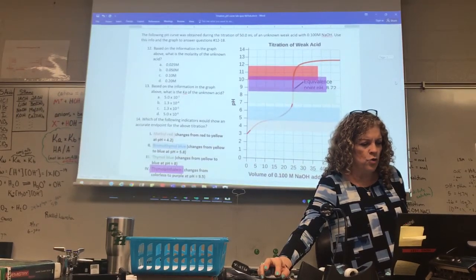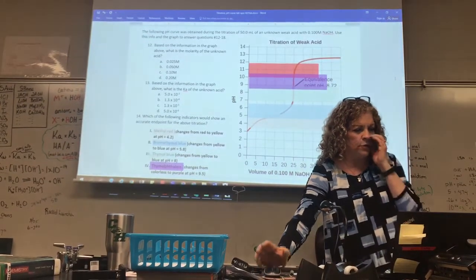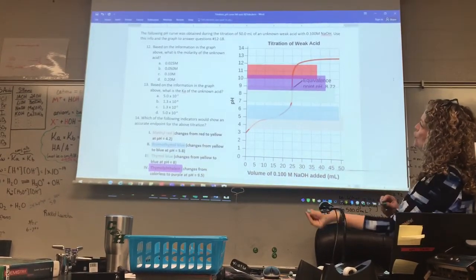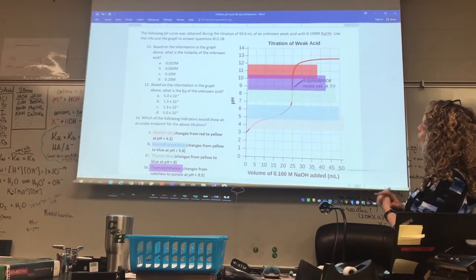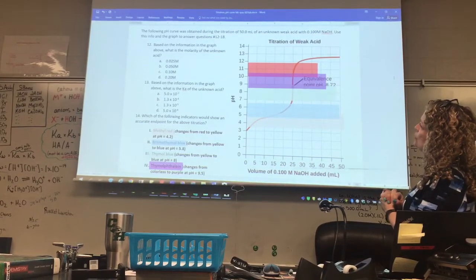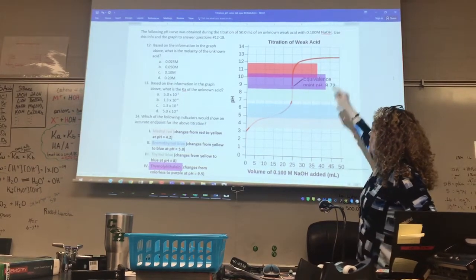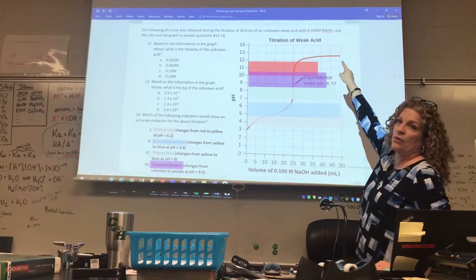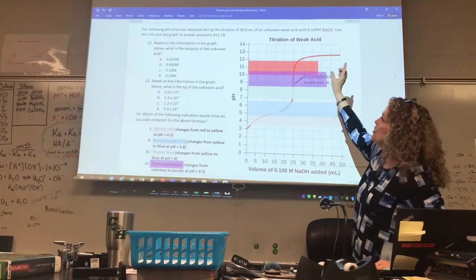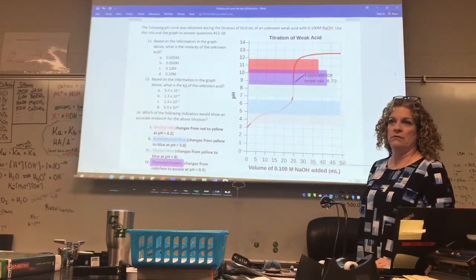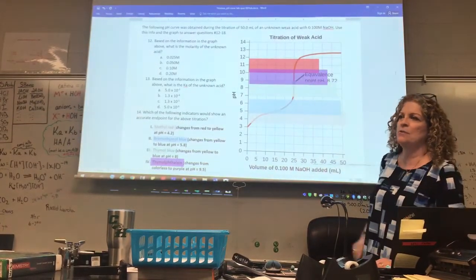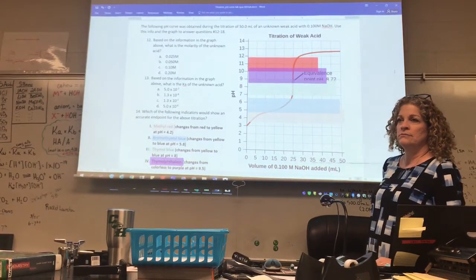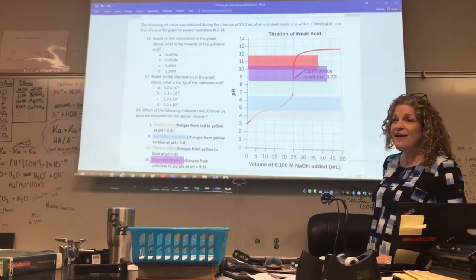About your indicators, okay, and about the graph. So here, first of all, we had 50 mils of an unknown weak acid with 0.1 molar NaOH. Okay, so what's the molarity? Remember, look, we have 25 mils of 0.1 molar NaOH, neutralizing double the amount of acid. If you have double the amount of acid, then tell me about the concentration of the acid. Is it also double? I think it's half, right?